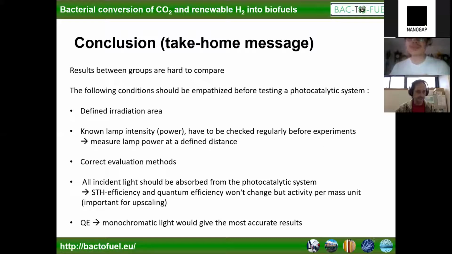And for the quantum efficiency, we just did it with this kind of integration of our lamp spectra, but the most accurate results would be if you use a monochromatic filter to only have light with a given wavelength.